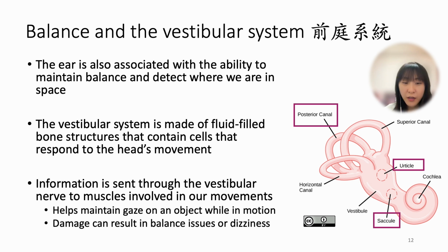in the image, and then information is sent through the nerve and then to muscles involved in our movements. This is particularly important in helping us maintain gaze on an object when it is moving, and damage to the system will create difficulties in balancing or dizziness.